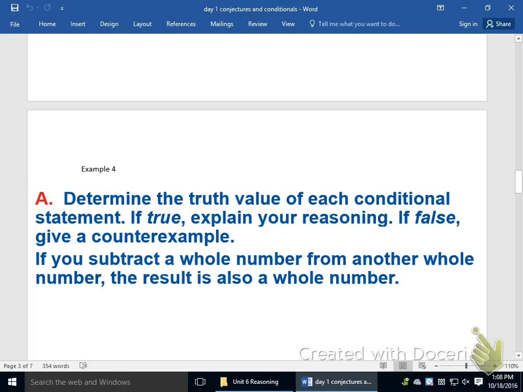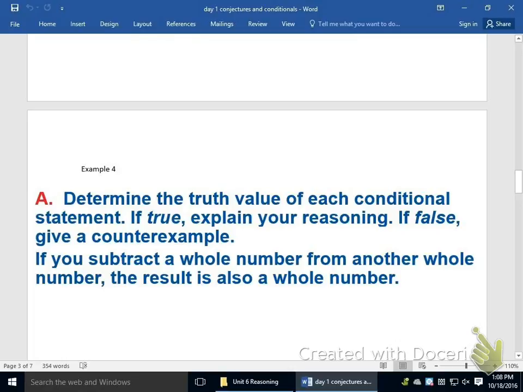All right, on these problems, we're just going to determine the truth value. If true, explain your reasoning. I'll just kind of say that. If false, give a counterexample. We assume things to be true if we can't prove them false. Starting with the first one here, if you subtract a whole number from another whole number, the result is also a whole number.